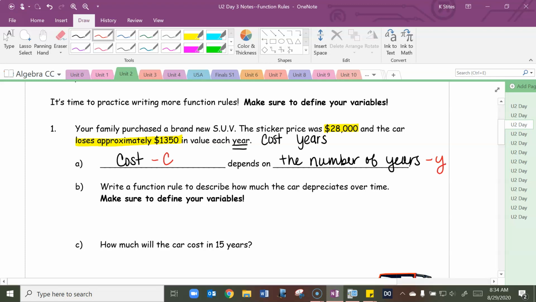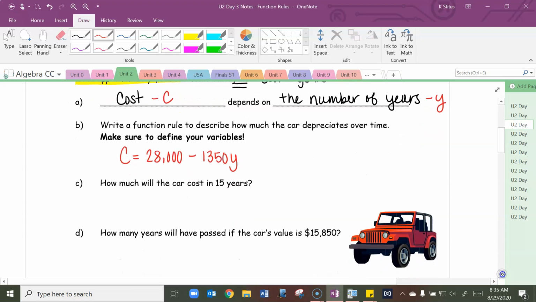So what we should have here is that the cost, because that's what we're trying to find, was $28,000. That's where it started. And it is losing, so that means it's going down. How much is it going down? $13.50 per year. So that's why. All right, so that is our function rule, and now we'll answer some follow-up questions about it.